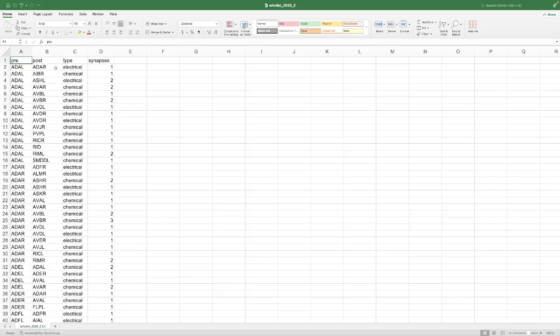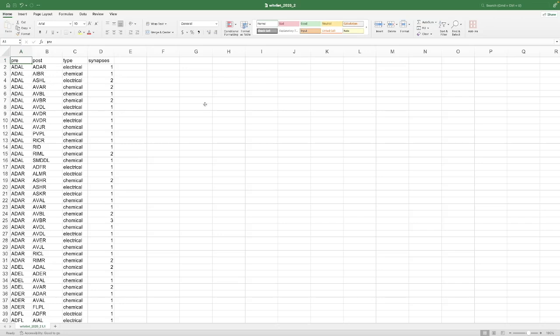You actually have in this connectome both electrical and chemical synapses, so it includes electrical synapses as well. This number is just the type of synapse. So if we have all of these, we can look at the chemical synapses. We can also look at the electrical connections, and we can get a sense of what that connectome looks like.